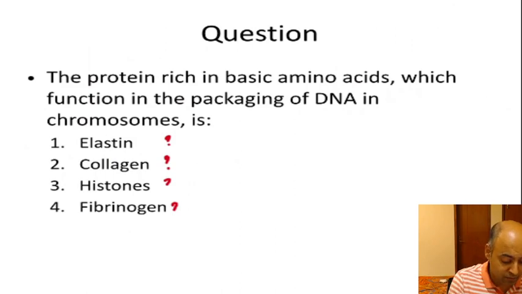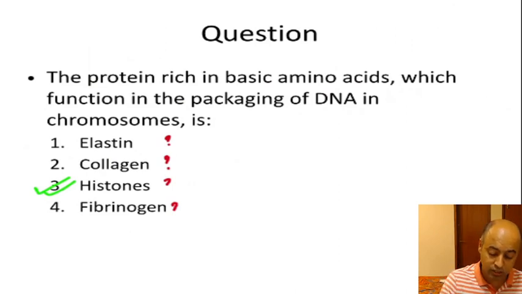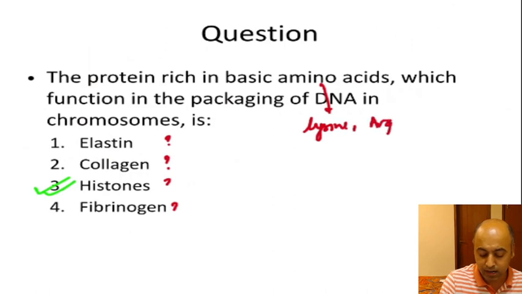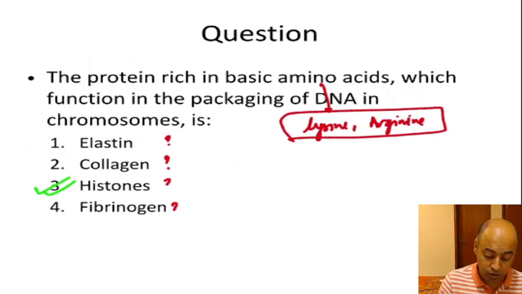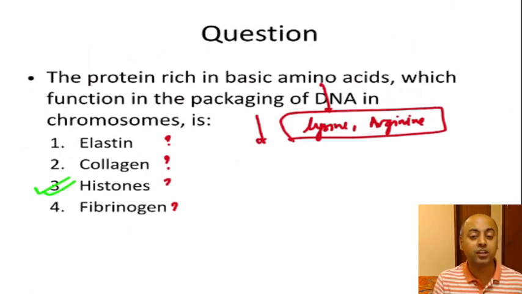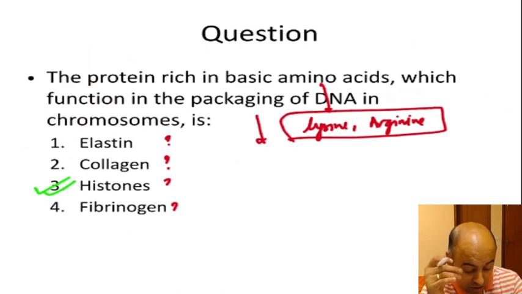As you have correctly marked, the answer is histones. Very good. Histones are rich in the basic amino acids. Which amino acids are there in large amounts? Lysine and arginine. These are some of the very important basic amino acids. They are present in histone in large amounts. So histone is positively charged. It will attract the negatively charged DNA so that they can form the common structure. So remember, proteins which function in packaging of DNA must be opposite in nature to the DNA, only then will they be attracted towards each other, right?